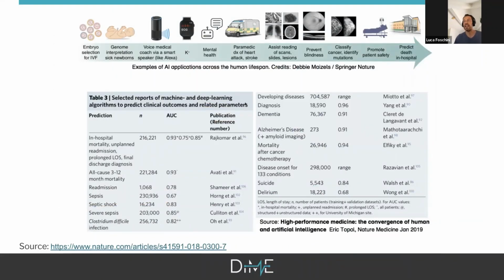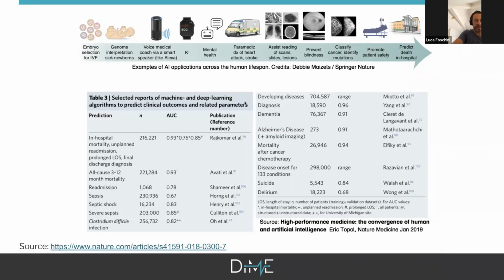This is a good visual summary, in my opinion, of the other side of the spectrum of ML algorithms applied in medicine. This really comes from the research world, and it's part of a paper that I highly recommend by Eric Topol on high performance medicine, the convergence of human and artificial intelligence. Again, the link is in the slides.